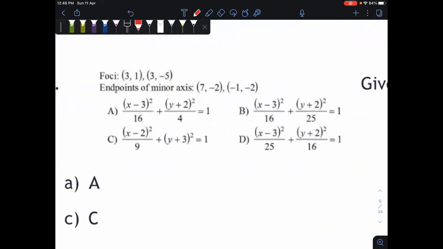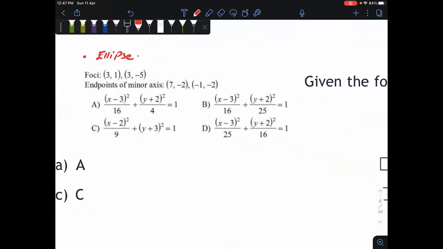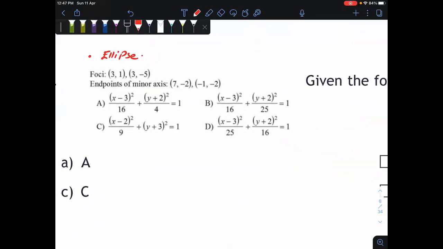I will maximize the page here so you can see the characteristics. This is for an ellipse, some characteristics of an ellipse. Foci: (3, 1) and (3, -5). Endpoints of the minor axis: (7, -2) and (-1, -2). So the minor axis has endpoints at (7, -2) and (-1, -2).